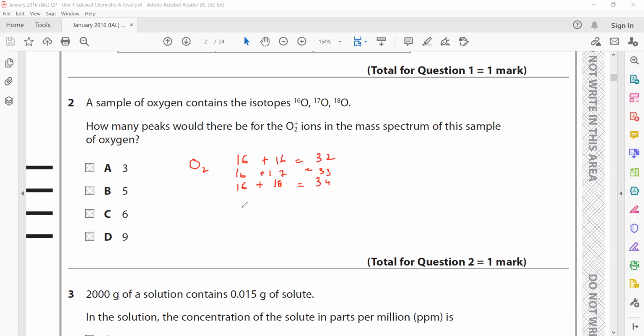Then when we check the combinations with 17, 17, 16 or 16, 17 is already there. 17, 17 will make 34. So these peaks will be at the same point, so this will be a common peak. Then we have 17 and 18, which equals 35. And we have 18 and 18, that equals 36. So 1, 2, 3, 4, and 5 peaks will be there for oxygen O2 plus charge. That's why B is the right answer.